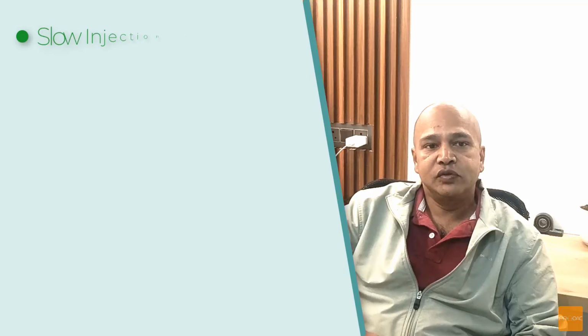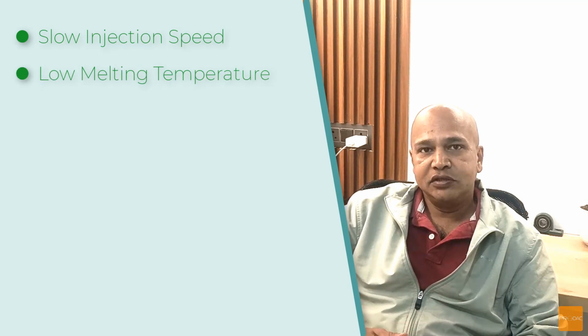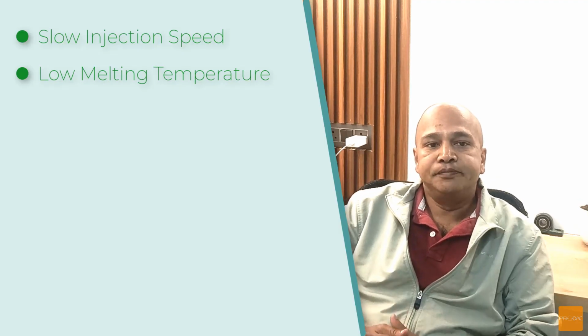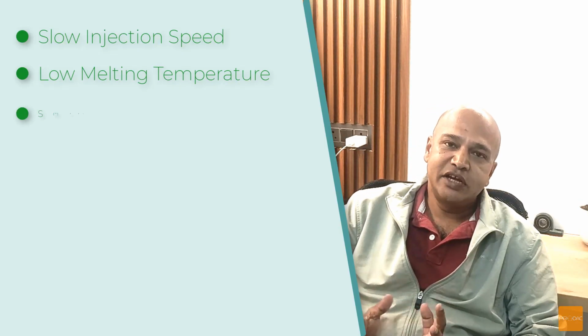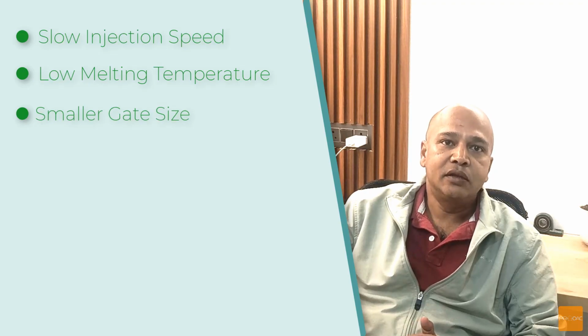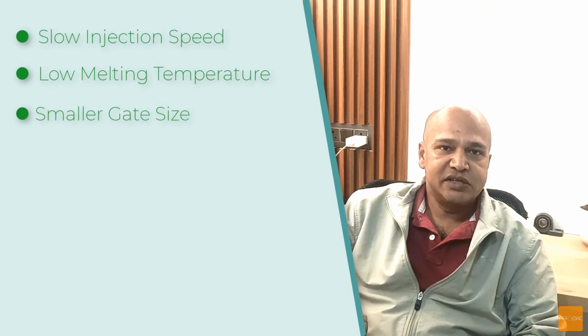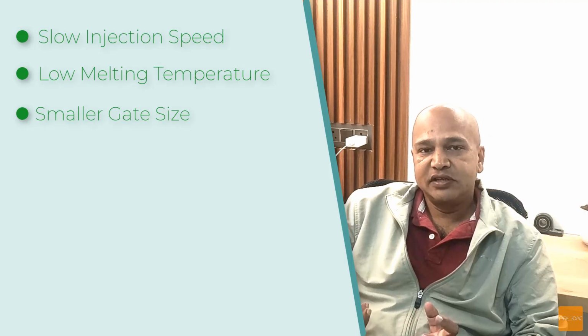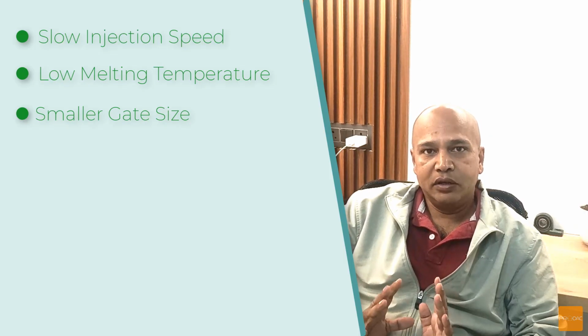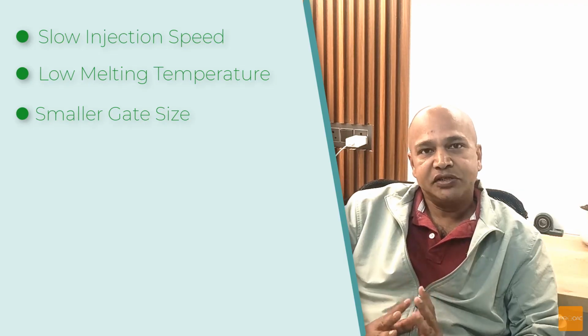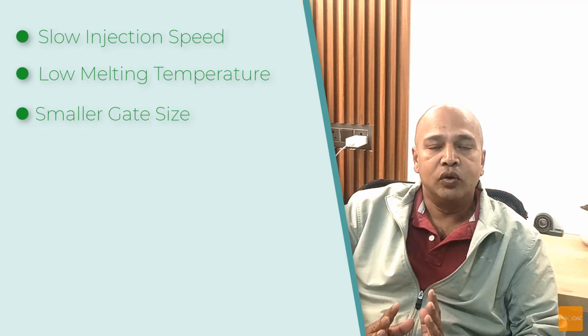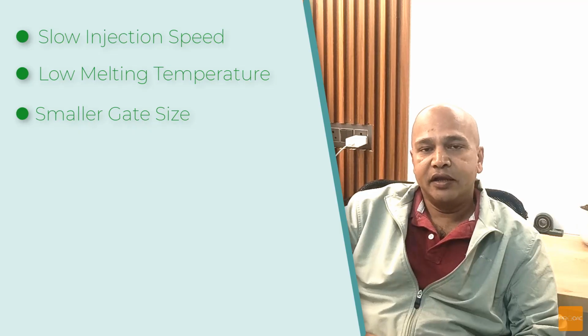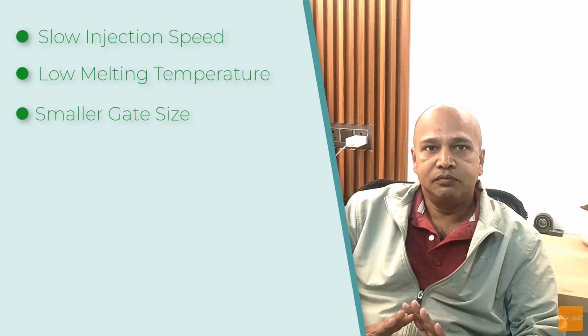It could be because of slow injection speed, so the injection speed in the mold is not set properly, or it could be low melting temperature of the material in the hopper, or your gate size is not designed properly. It could be a small gate. So make sure the mold designer designs your gate accurately with the proper gating, and mold temperature is also set properly. It should not be low. If these parameters are taken care of, you will not face these flow lines.